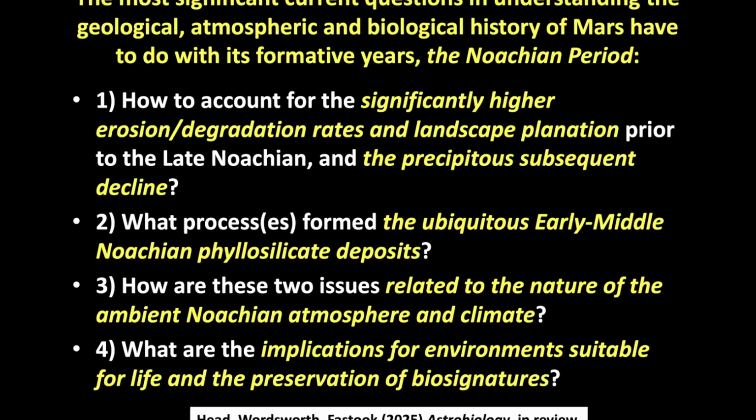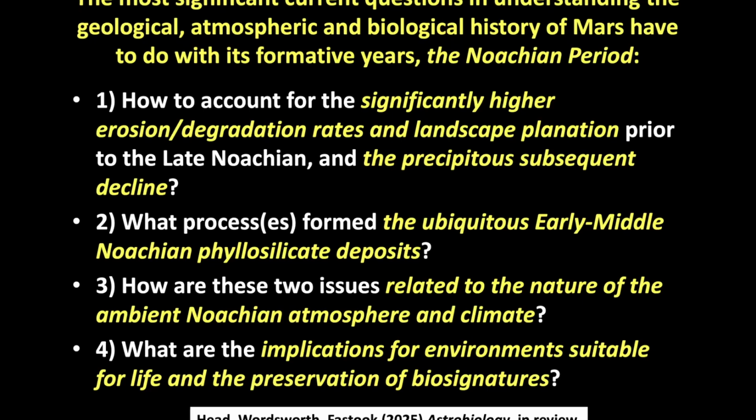And then how do we account for the precipitous subsequent decline after the end of the Middle Noachian? And what processes formed the ubiquitous early Noachian phyllosilicate deposits? And how are these two issues related to the nature of the ambient climate and the atmosphere? And finally, of course, this is a paper that's submitted to Astrobiology. We had an astrobiology paper on this at the Astrobiology 2025 meeting, and we were encouraged to submit this to a special issue of Astrobiology from that meeting. So that's the big question too.